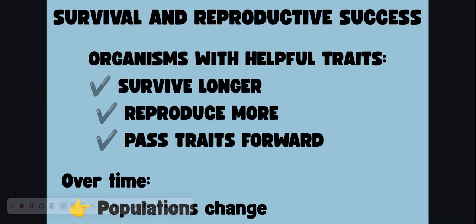Survival and reproductive success. Organisms with helpful traits usually live longer, reproduce more, and pass traits to offspring. Over many generations, populations change. So it's not like they just wake up and they're like, you know what? I can be green because I'll blend in better. That's not how that happens. And we'll get more into that when we actually talk about adaptations.